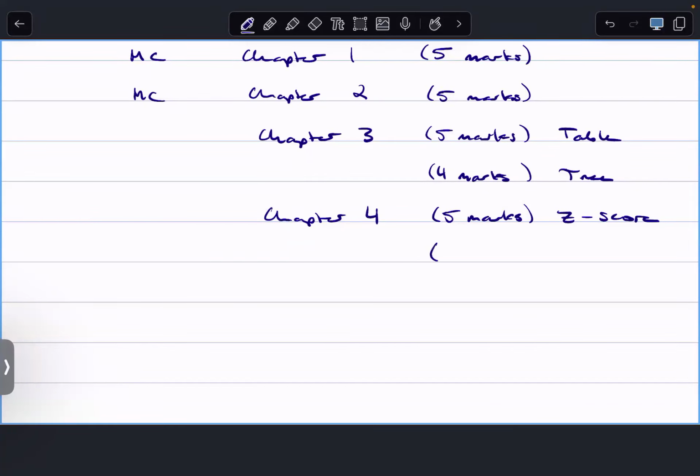Then I'm going to have 4 plus 2 marks. Now I say 4 plus 2 because 4 of those marks are real and 2 of them are bonus. Score for the binomial. What's the bonus, do you think? It's going to be the normal approximation to the binomial.